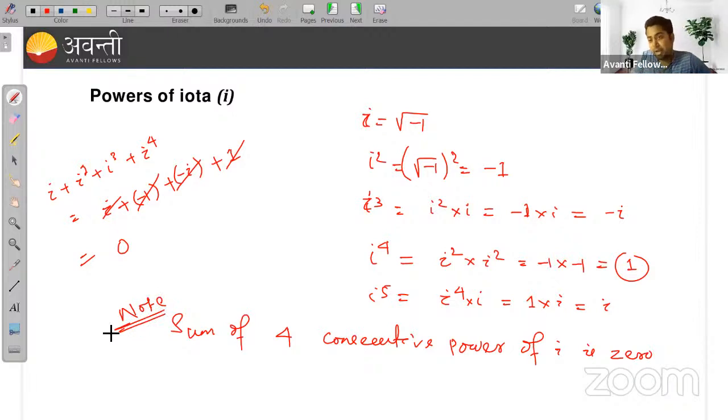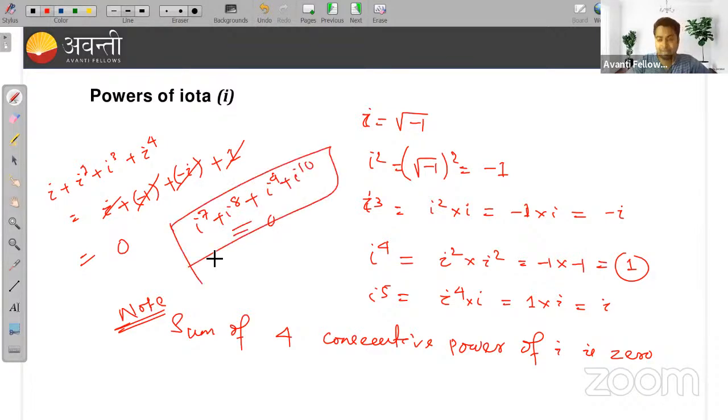Okay, so any 4 consecutive powers of iota you can take, and if you add them, you will get 0. Any four consecutive powers of iota. So simply, if you take i to the power 7 plus i to the power 8 plus i to the power 9 plus i to the power 10, then it gives you 0. Is that clear to everyone?